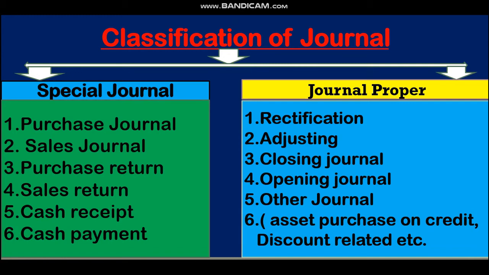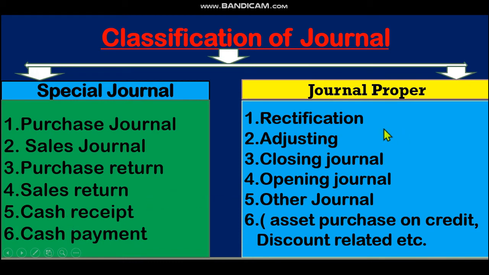If I say an example, purchase goods from Karim, that will be recorded in the purchase journal. Sold to Rohim, that will be recorded in the sales journal. Return to Karim, that will be in the purchase return journal, and return from Rohim, that will be the sales return journal. Salary paid, that will be the cash payment journal. Rent received, that will be the cash receipt journal. I hope all of you understand.